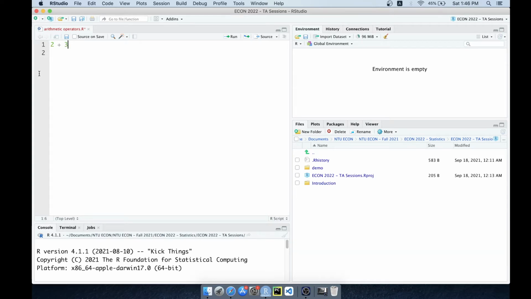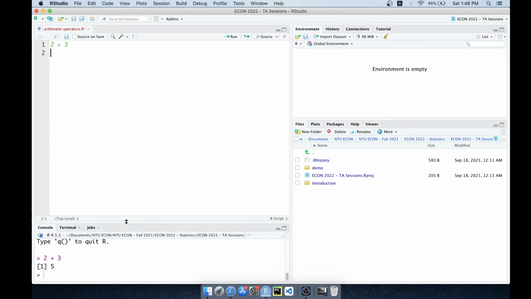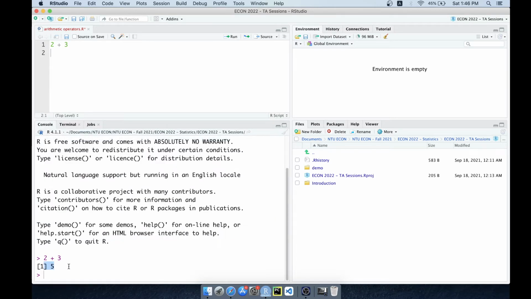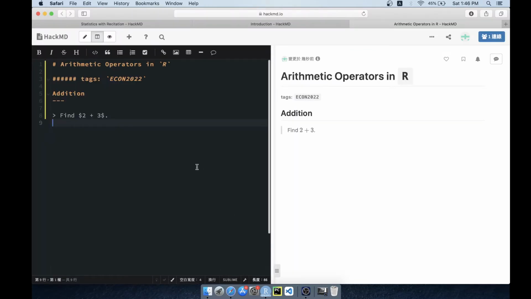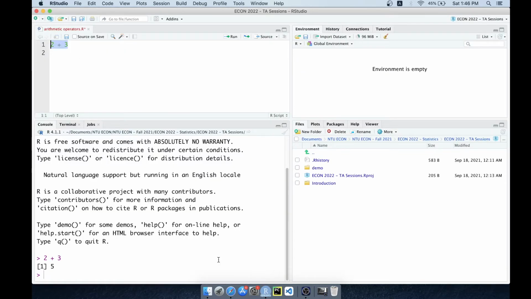2 plus 3. We can run it, and we have a result 5 here. So we can write down 2 plus 3.